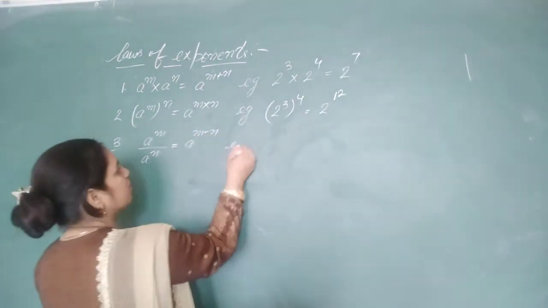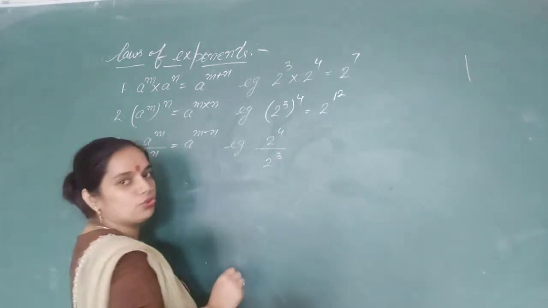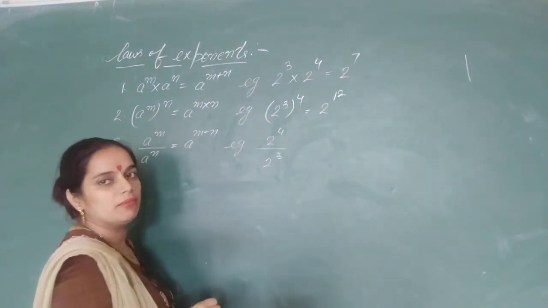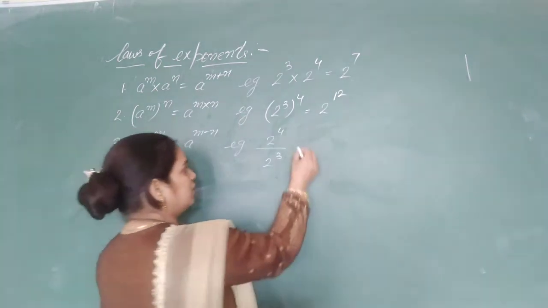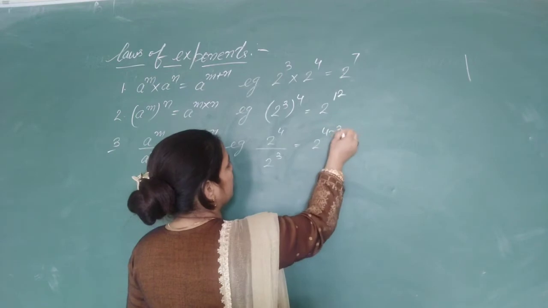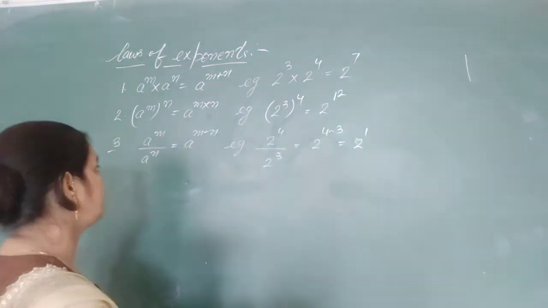For example, if we have 2 raised to the power 4 divided by 2 raised to the power 3, here base are same, power different, and both the terms are in division. So we will subtract the powers and the result will be 2 raised to the power 1.